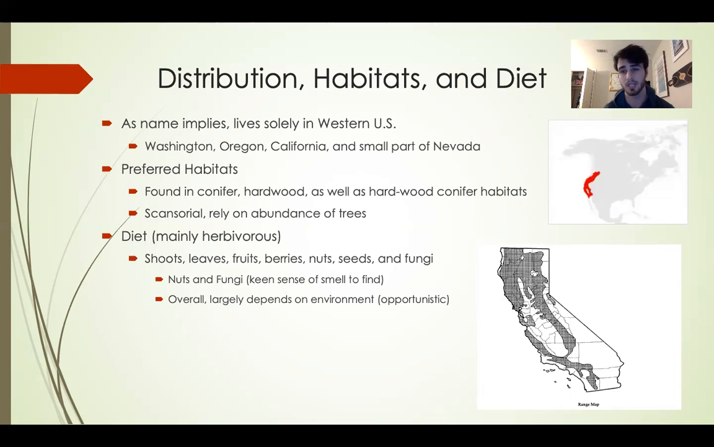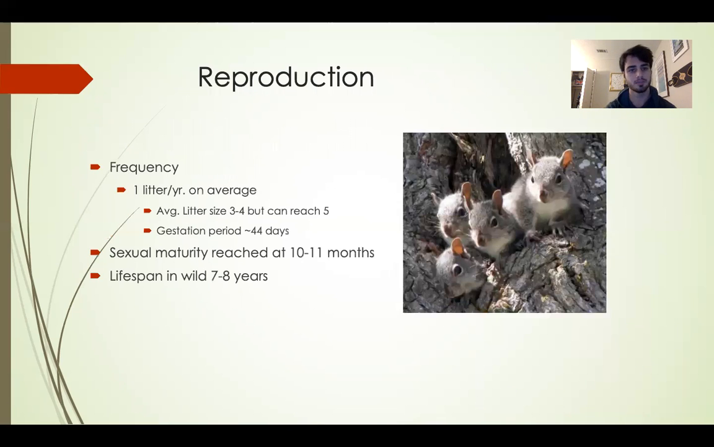A lot of the sources I came across describe these organisms as incredibly opportunistic when it comes to their diet. Continuing on, when looking at reproduction, especially reproduction frequency, we see that they have about a litter per year on average, which I thought was surprisingly low for annual litter yields. Their average litter size tends to be about 3 to 4, but can reach 5 and can be as low as 1. So there's some variance there.